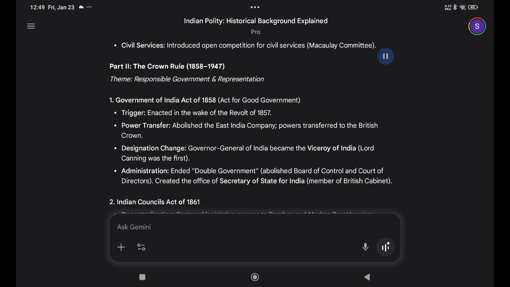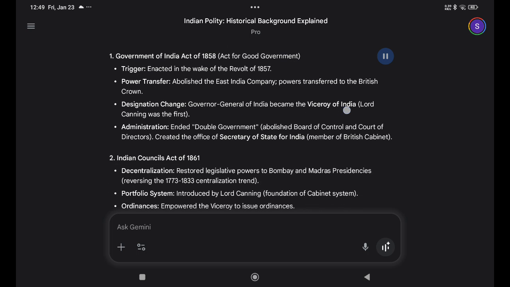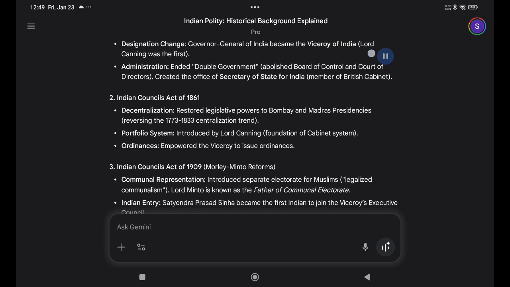Designation change: Governor-General of India became the Viceroy of India. Lord Canning was the first. Administration: ended double government, abolished the Board of Control and Court of Directors. Created the Office of Secretary of State for India, a member of the British Cabinet.